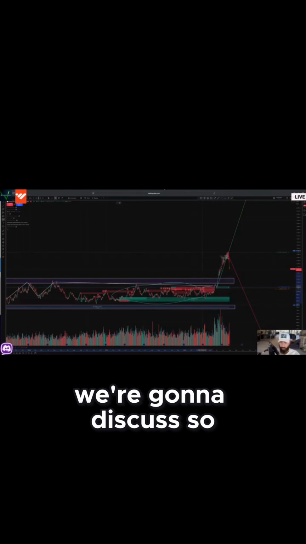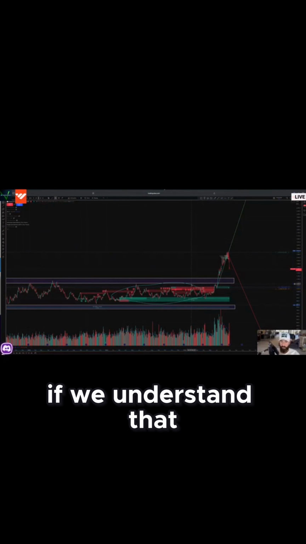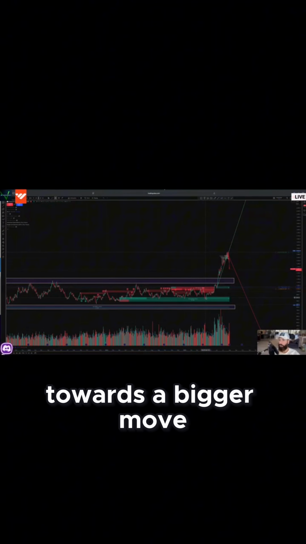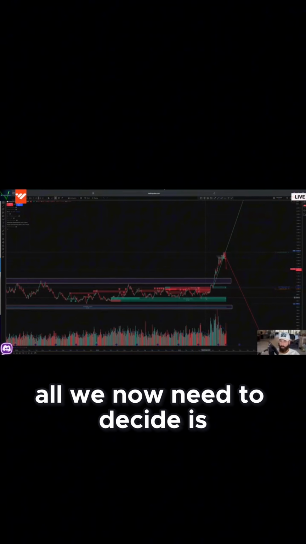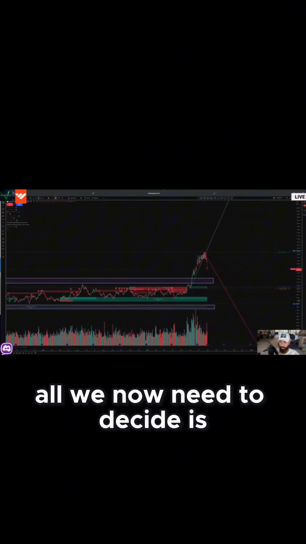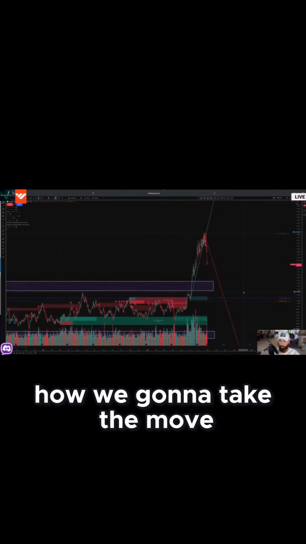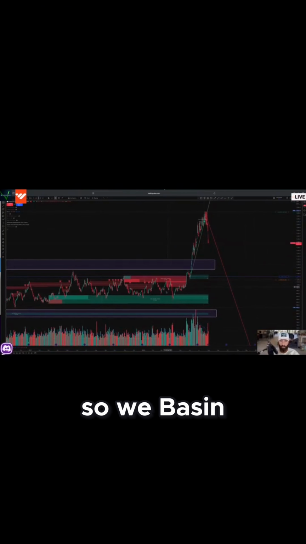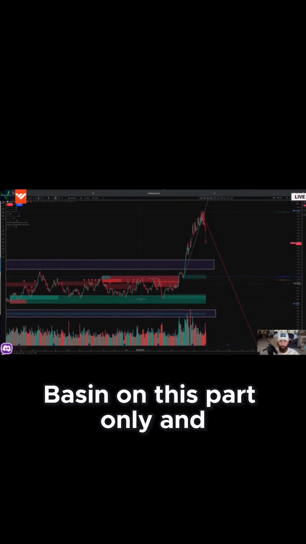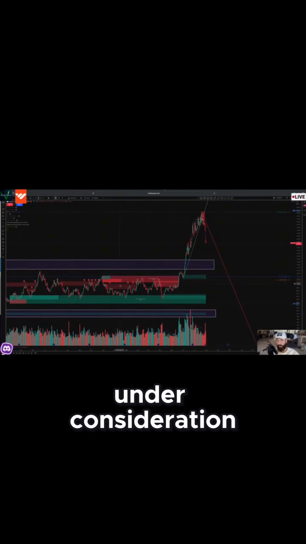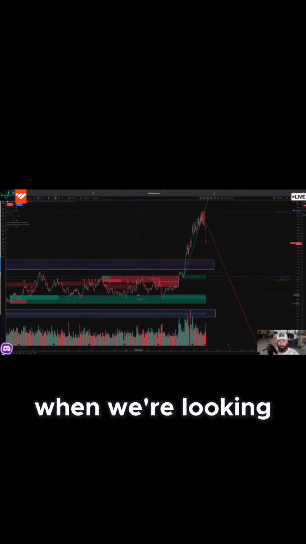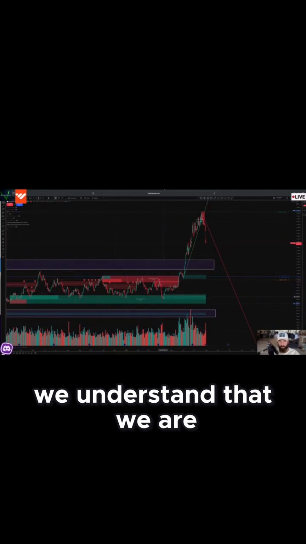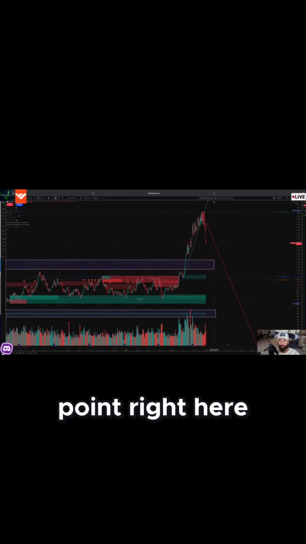We're going to discuss this. If we understand that the price is accumulating energy towards a bigger move, all we now need to decide is how we're going to take the move and which move we're going to take. So we're basing on this part only and taking the history into consideration. When we're looking at this area, we understand that we are coming already from this point right here.